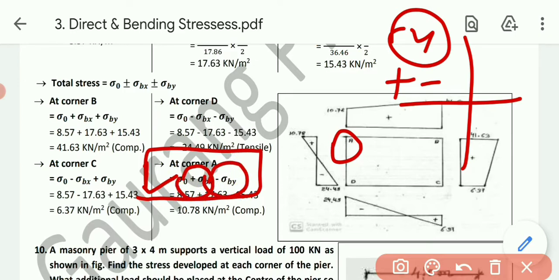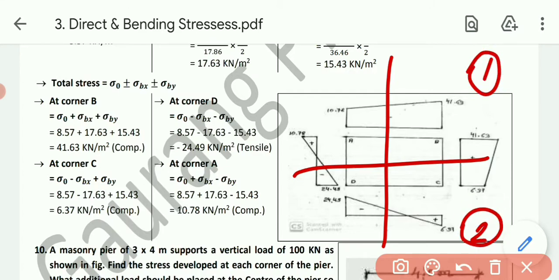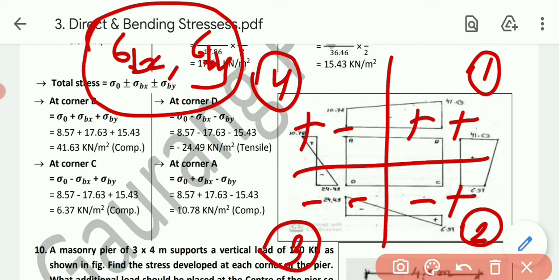So hope you have got the concept of how to generate this formula. As I told you, you can remember the formula by yourself also. This is just a technique which I am using to remember this kind of formula. Let me repeat once again. Four quadrants are there: first plus plus, second minus plus, third minus minus, fourth plus minus. The first term is always sigma bx, and the second term is always sigma by. While sigma 0 is always positive, there is no problem with sigma 0.